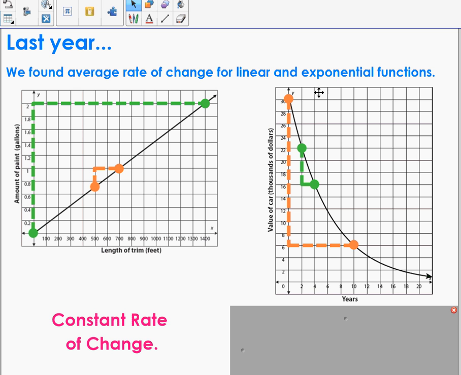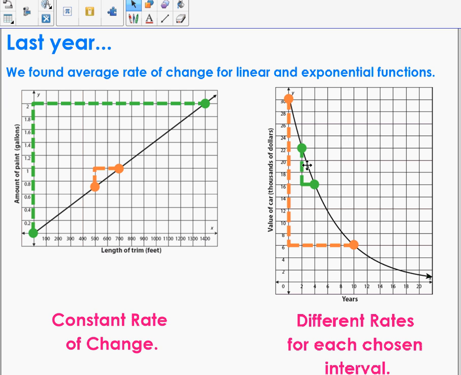Then when you did it with exponential functions, that was different because it depended on the interval that you chose. So if we chose one interval, let's say from x equals 0 to x equals 10, you would get one rate of change, and that was in the orange. And then in the green, if we picked from x equals 2 to x equals 4, it would be different because you don't have a constant rate of change like you do for linear functions. So today's is going to be the same idea. We're just going to be exploring this topic.